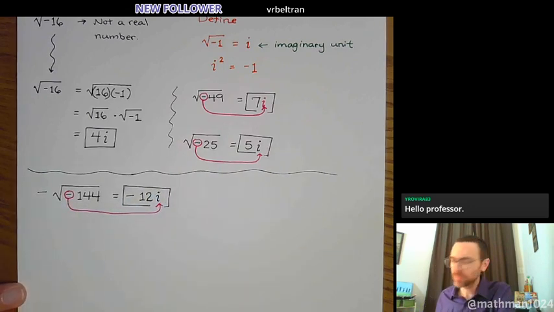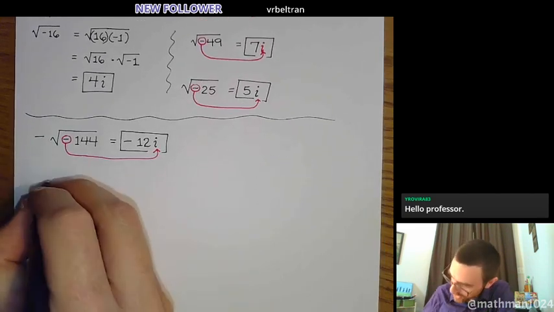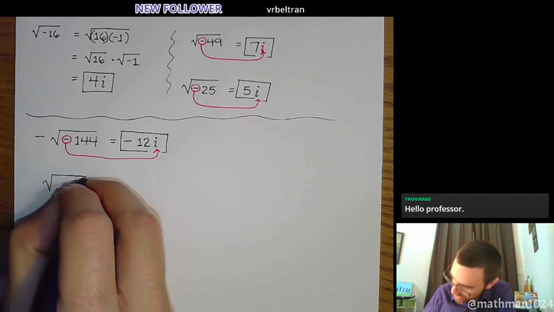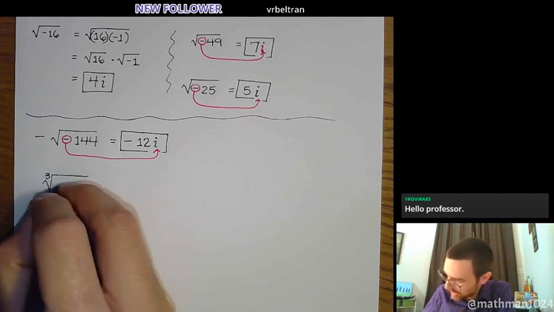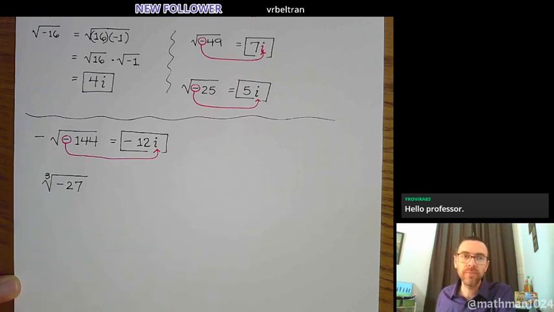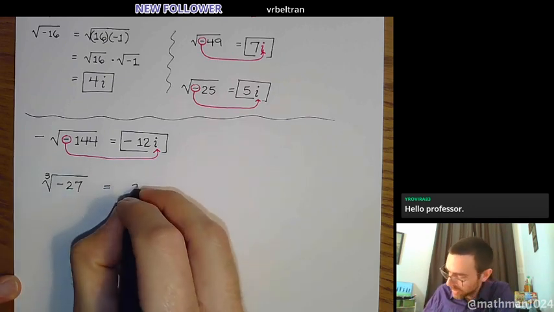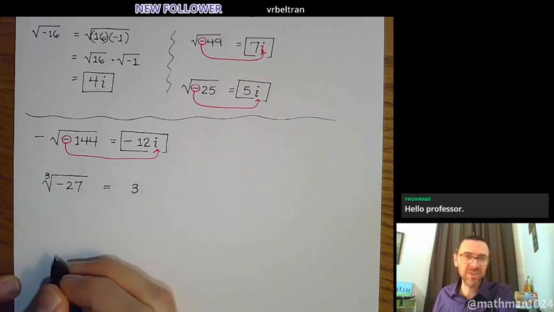There we have it. But you've got to be careful and you've got to pay attention to the problem that you have in front of you. Because if I were to ask you this, what is the cube root of negative 27? Now, if you're in this mindset of dealing with imaginary numbers, you might say, oh, well, this is going to be 3i. But this is where it's actually not true.